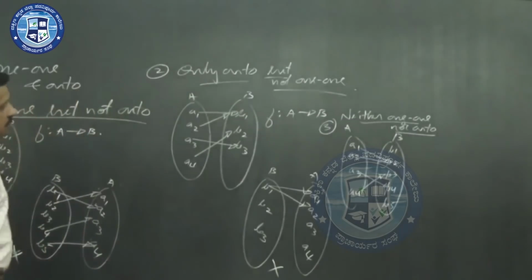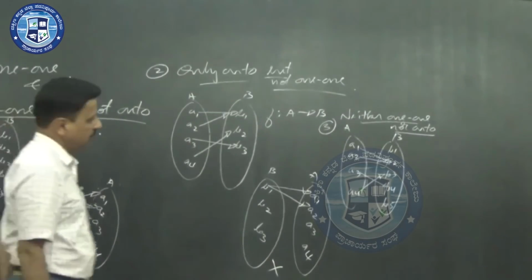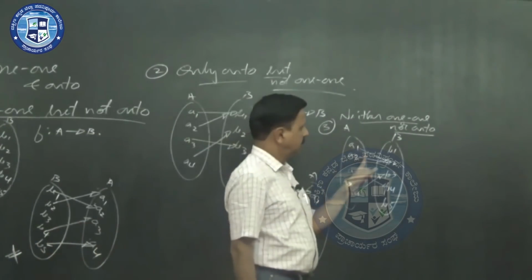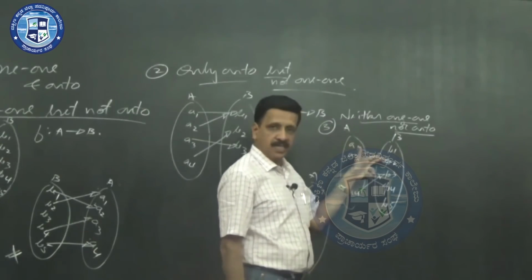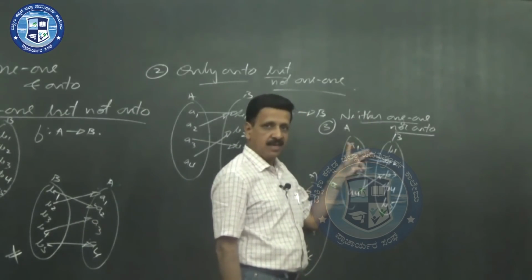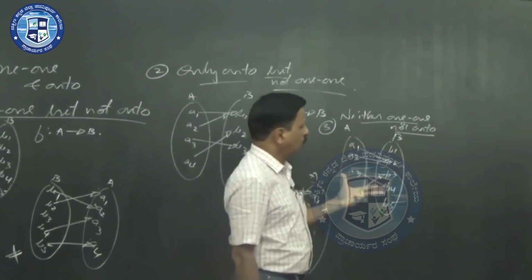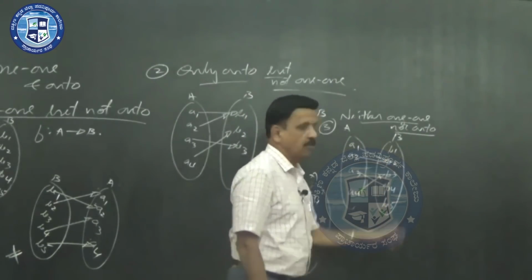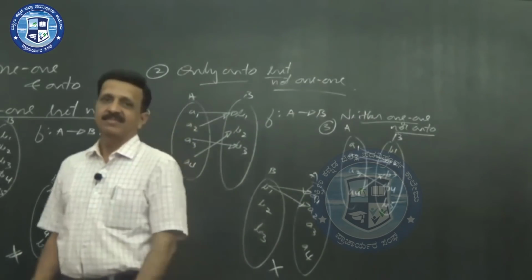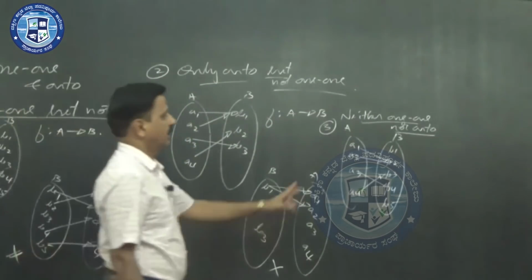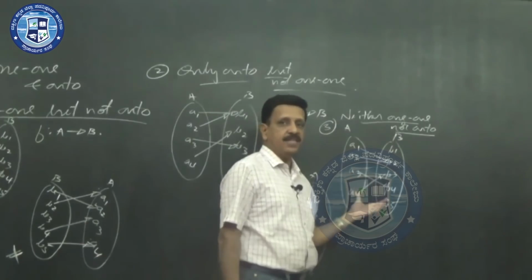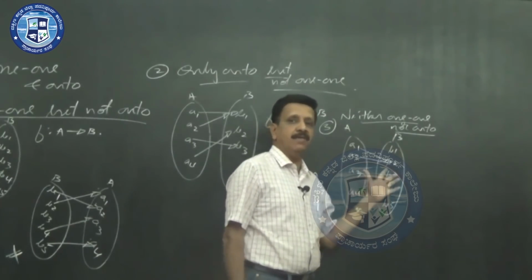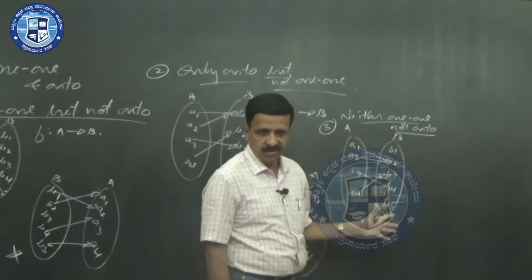Look at this. This is a function, no doubt. It's not 1-1, because there is convergence from set A to set B. It's not onto because B1 and B5 of set B are left out. Once again I repeat, this is a function, but it's neither 1-1 nor onto.